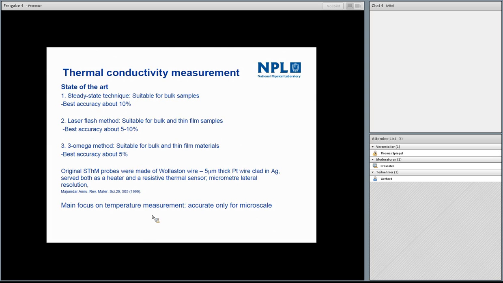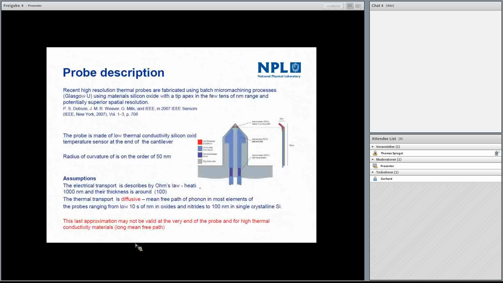Okay, so most of the research or publications at academic level have been focused on temperature measurement at nanoscale, which is quite interesting by itself. But here we wanted to see if we can look at thermal conductivity. The probes we have used are described schematically here. They have been developed by Glasgow University recently, and their advantage compared to the Wollaston wires is the size of their tip. It's now nanometers, really.